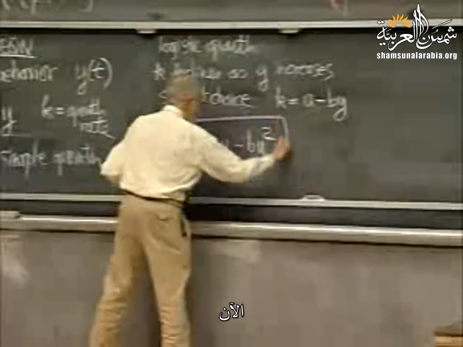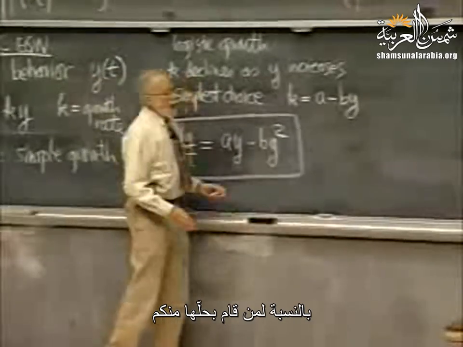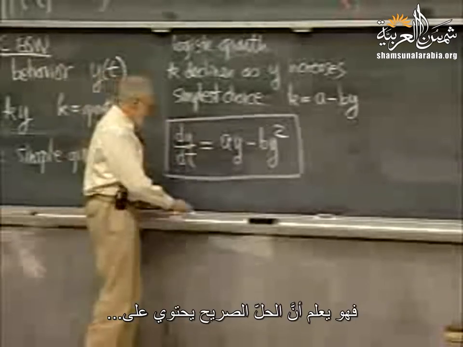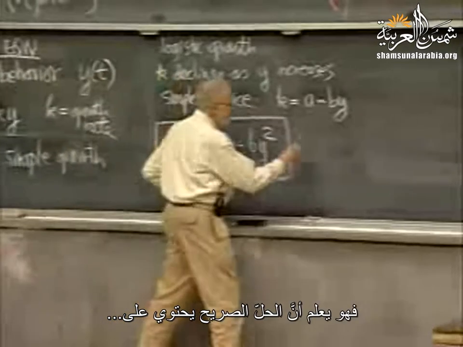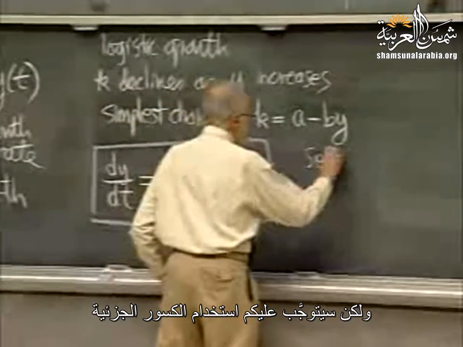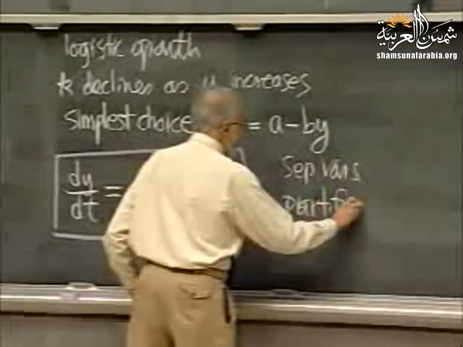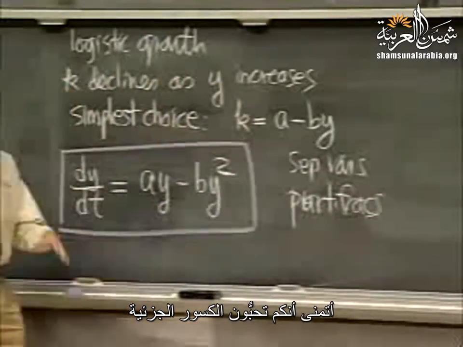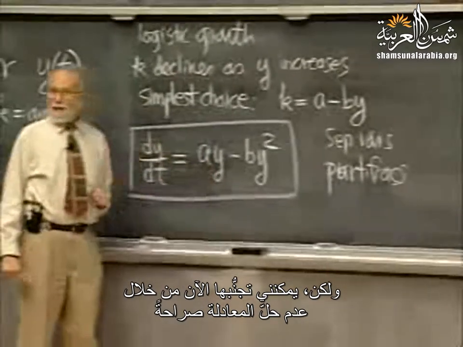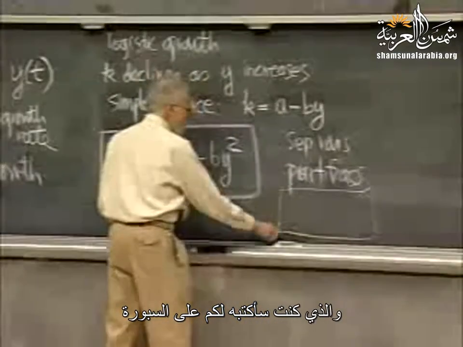Okay, now, those of you who've actually solved it know that the explicit solution involves, well, you separate variables, but you'll have to use partial fractions. Ugh. I hope you love partial fractions. You're going to need them later in the term, but I can avoid them now by not solving the equation explicitly.